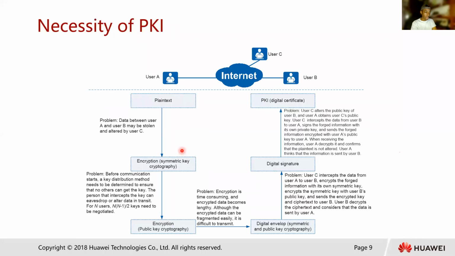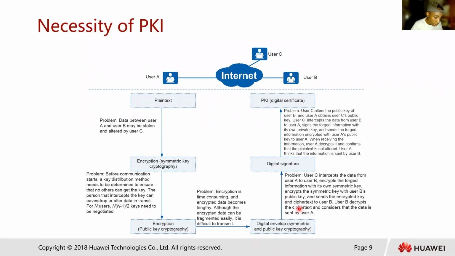So what does it look like? Usually a user has plain text, so data between the users may be stolen and altered by user C on the internet. What does it do? It is encryption. We've already looked at this a bit. Symmetric cryptography, and then we also do another. Before communication starts, a key distribution method needs to be determined. So this is what we had, the digital envelope.